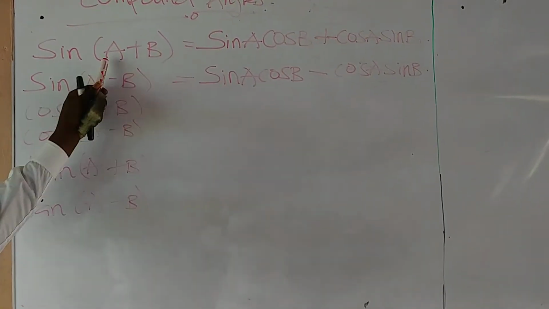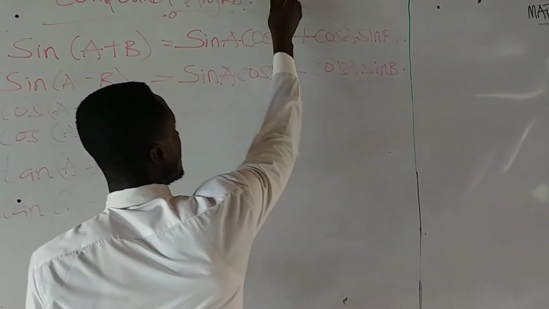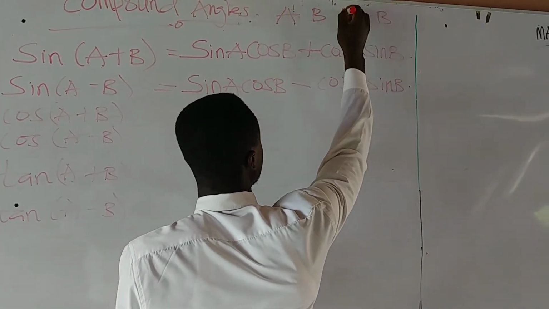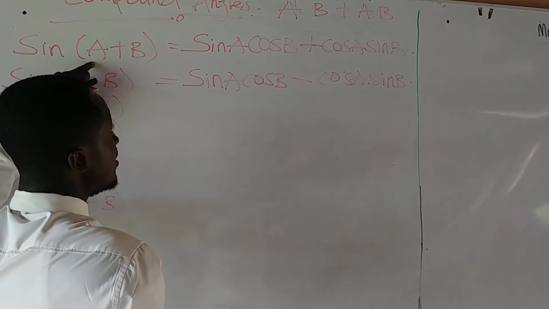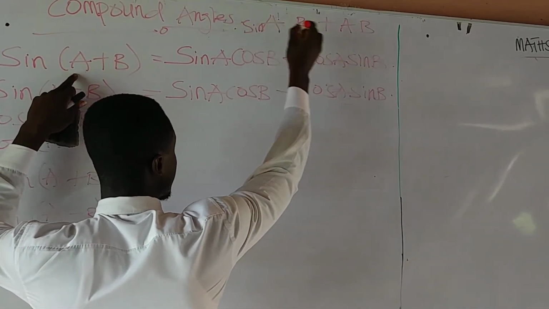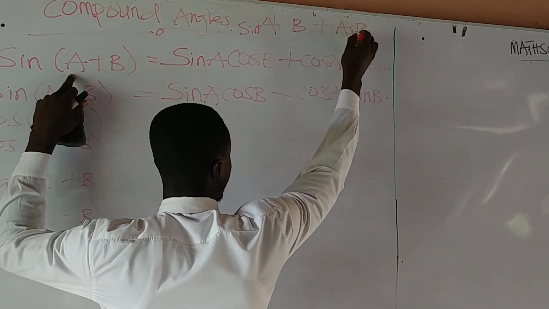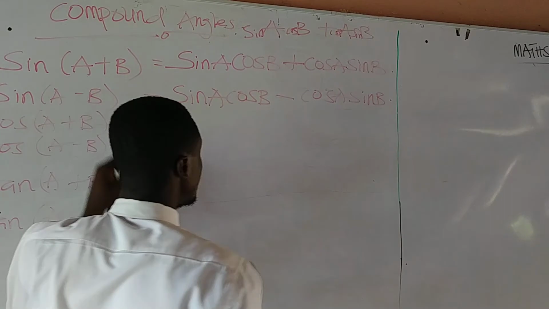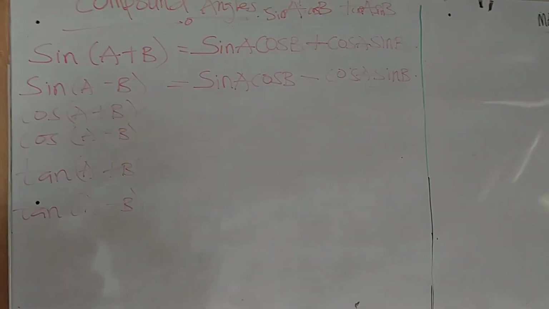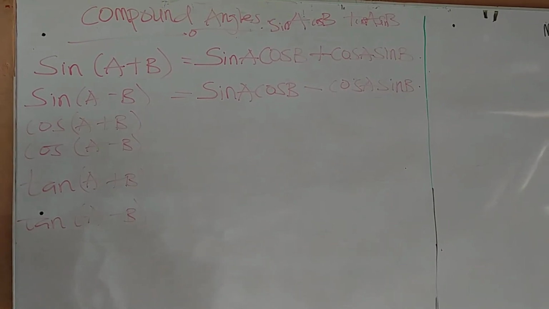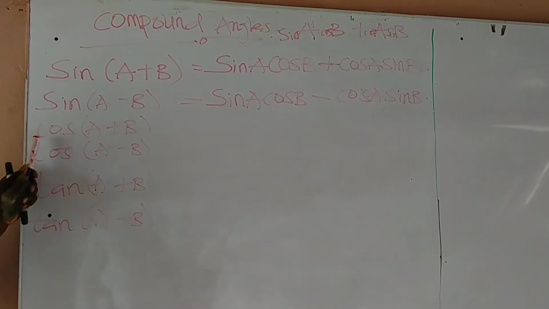So if you want to remember it, first write AB, and you bring the operation sign for sine A plus B. Then you start with sine first, you end with sine, then you bring cos. So that will be the simplest hint that I can give you to remember the expansion for sine A plus B.